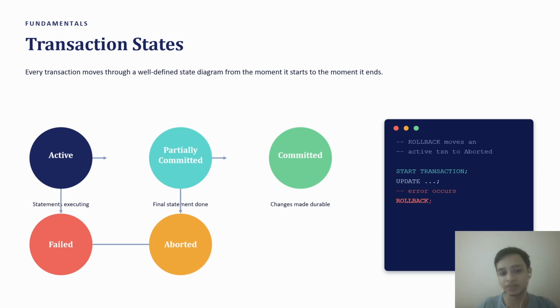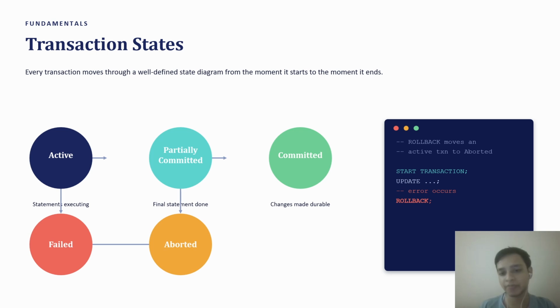If it fails, then it is in the failed state. From the partially committed state, if it committed some statements but not all of them, then it goes to aborted and then failed. So from active, it can go to failed directly, it can go to committed, or it can go to partially committed. From partially committed, it eventually goes to the failed state via abort.